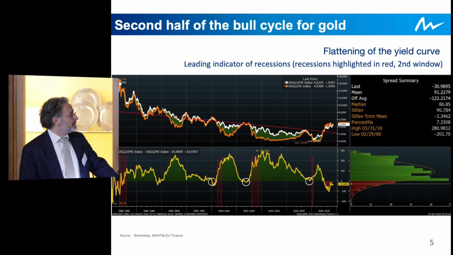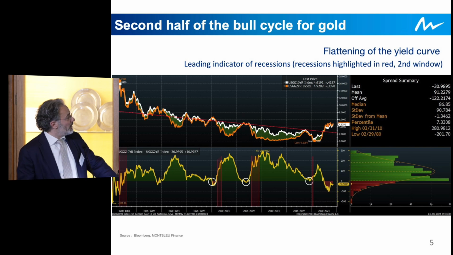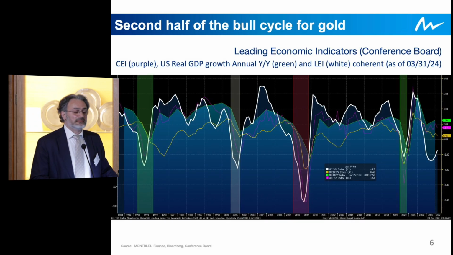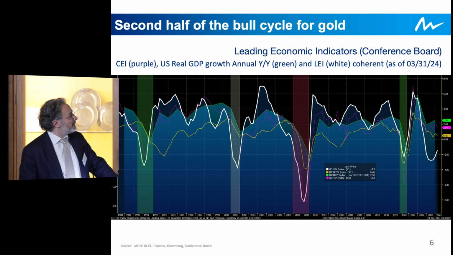That's the flattening yield curve. You want to focus on the inversion of the yield curve. Each time you have a reversion of a yield curve that had inverted, you had a recession. I was talking about leading indicators, and here they are, still in negative territory. And each time you had those levels hit, you had a recession.